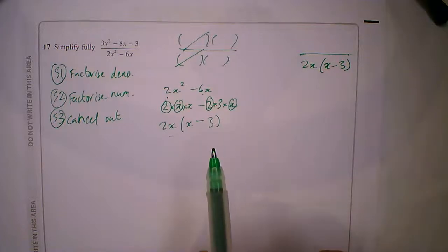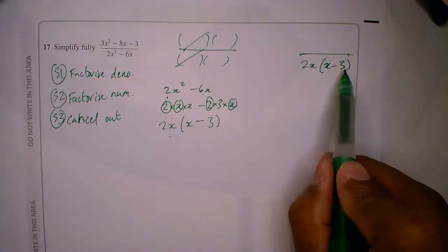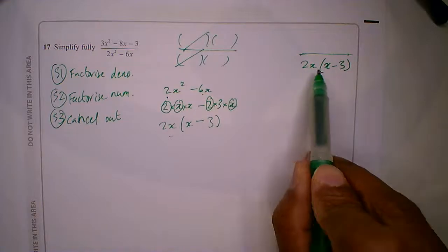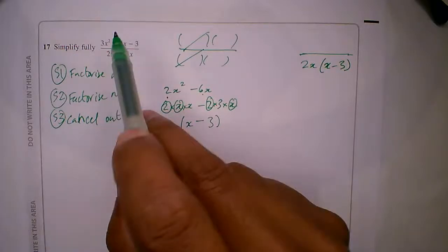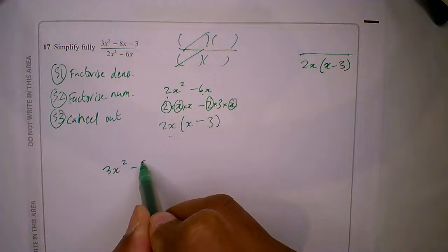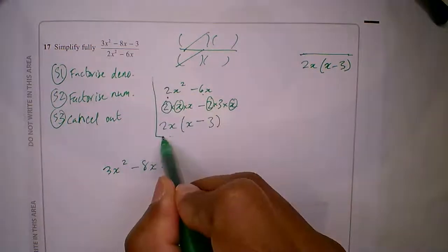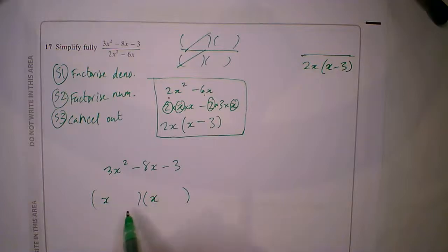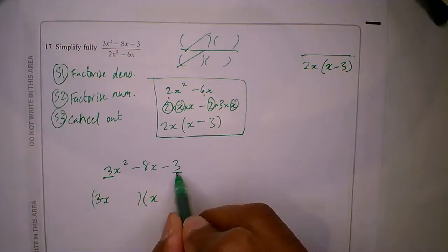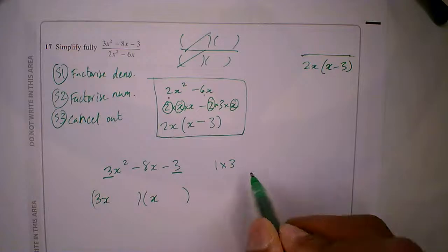Now, this is a tip. Because I've got x minus 3 or 2x, I'm going to be looking for this in here. Okay, so now I'm going to factorize 3x squared minus 8x minus 3. If I look at this, usually something like this will have an x and an x because it's x squared. Now, because 3 is a prime number, one of these has to be 3. So this is 3x. Now, what makes the number term 3? It has to be 1 times 3.